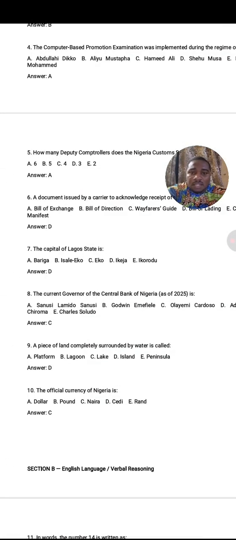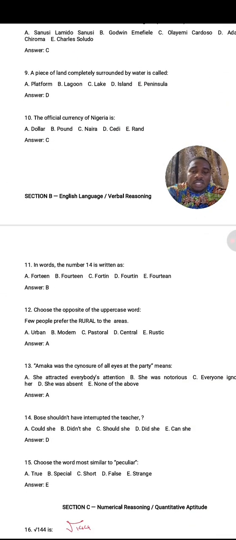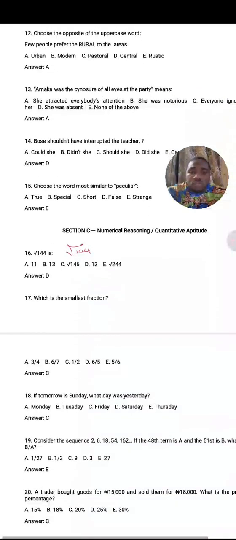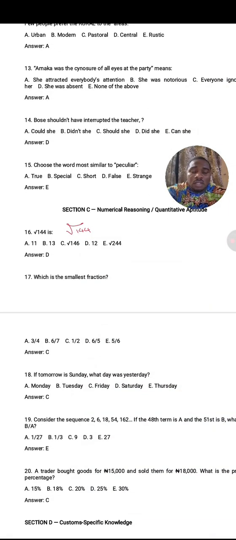But for the maths, you need to understand the steps to get the solution, so that if they just tweak the numbers a little, you can still get your solution and continue, right? So the first one is question 16. Here is mathematical question. It says, what is square root of 144? Is 12. You see, so you just go and pick it. What is the smallest fraction? You can just look at the fraction and choose the smallest.